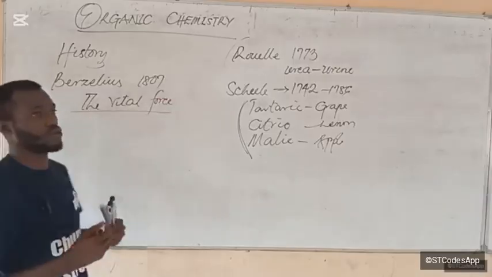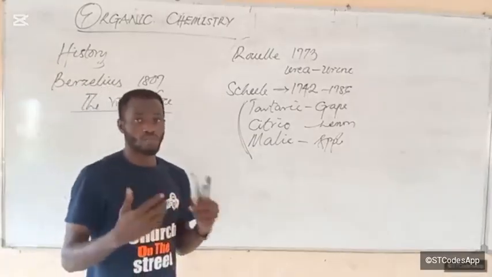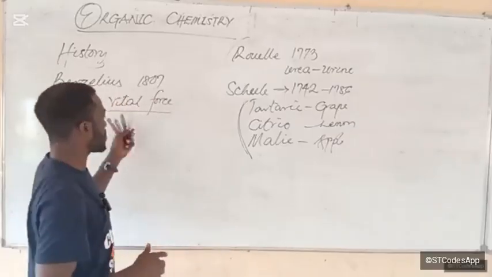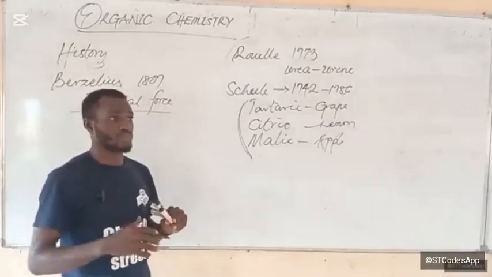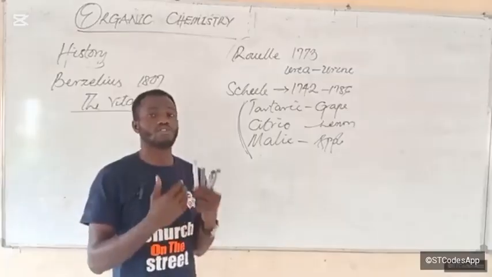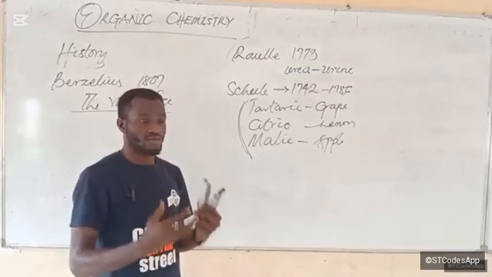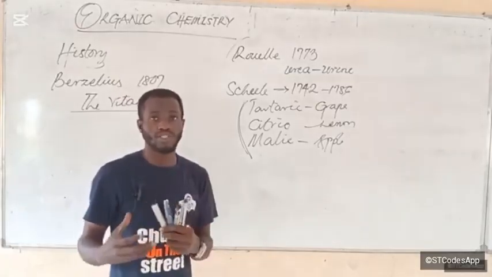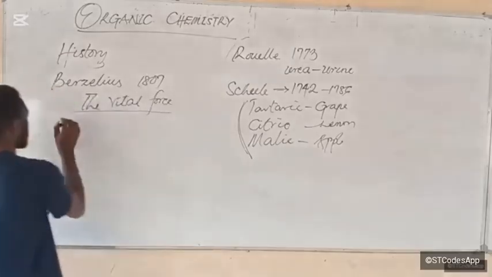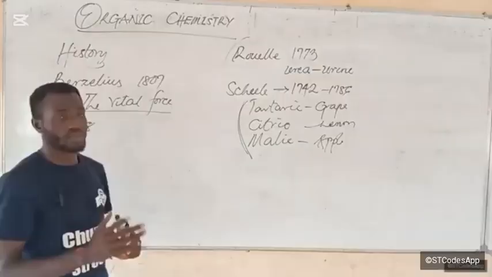Now you will soon come to know that the vital force idea was abolished because it was proven to be wrong. The reason why the vital force theory came was that initially at that time scientists did not believe that organic compounds could be synthesized from non-living things. But in 1828, this was when the turnaround came.